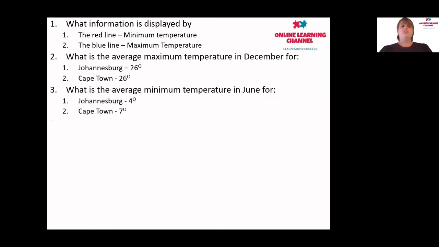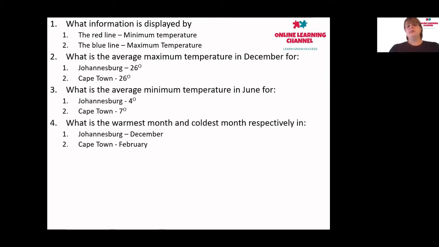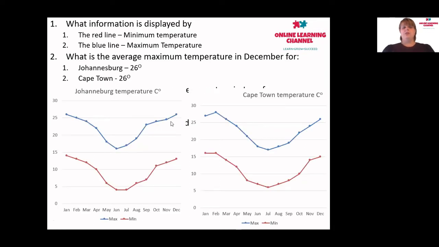Number 4, what is your warmest month and coldest month respectively in Johannesburg and Cape Town? First one, warmest month. Where is it the warmest? You can say either January or December, because you see they are both on the same line. For Cape Town, it's easier. There's just one that goes all the way above the rest, and that will be February. So your warmest month for Johannesburg will be either January or December, and I would write both of them so you cover all your bases. And for Cape Town, it will be February.